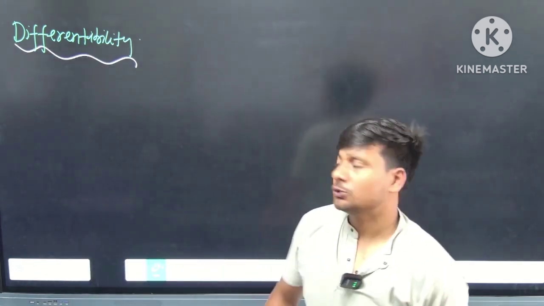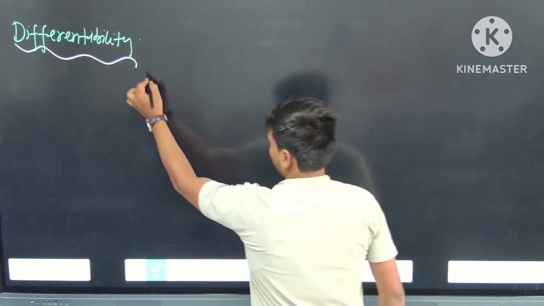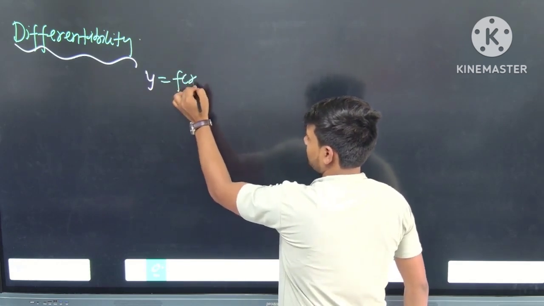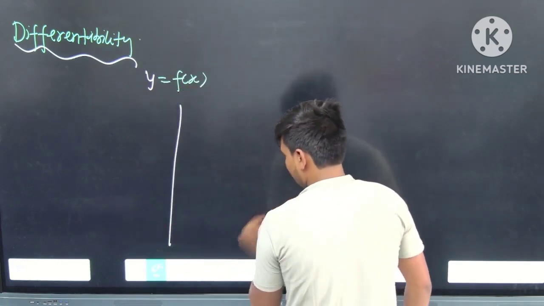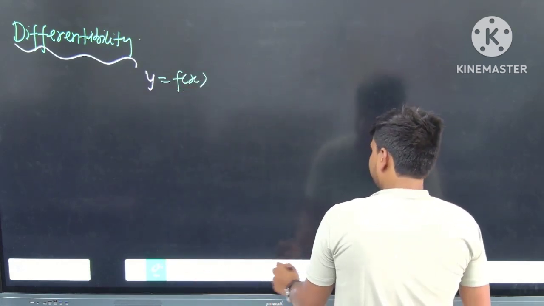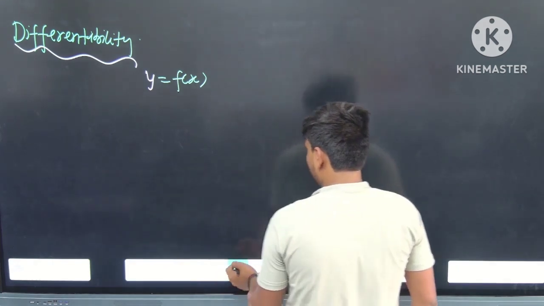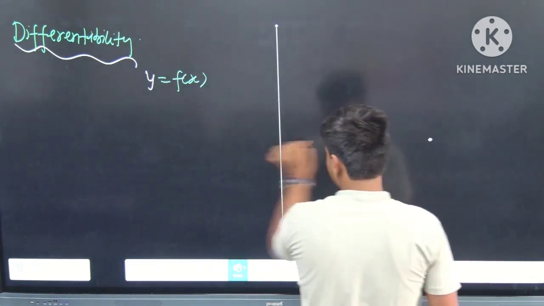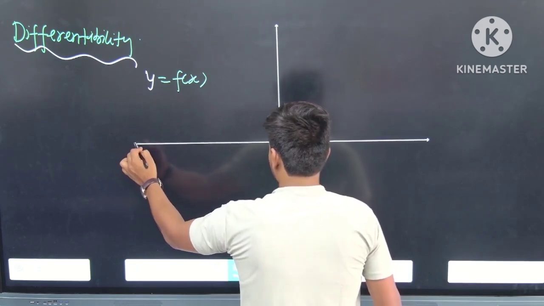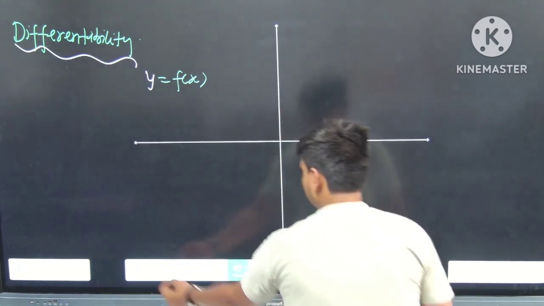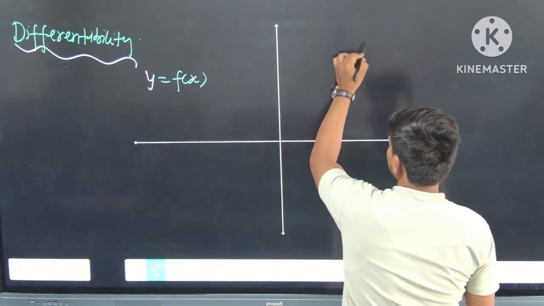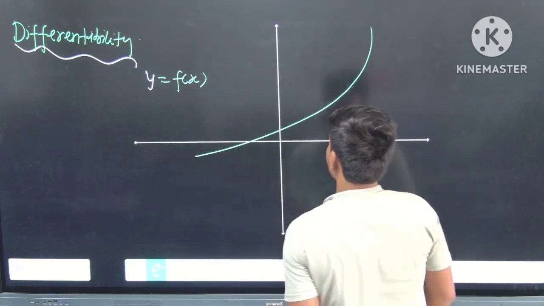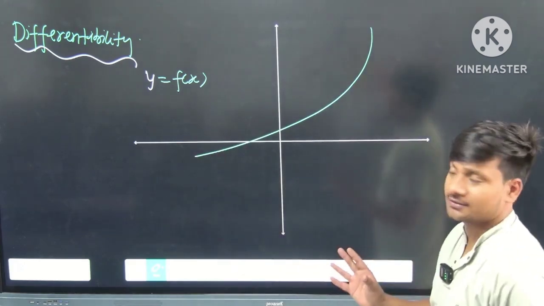Suppose we have a function y equals f(x). So let's draw it. Suppose we have a function like this one. This is y equals f(x).